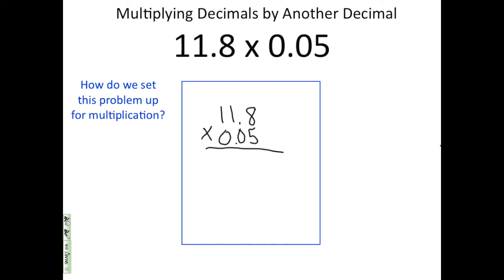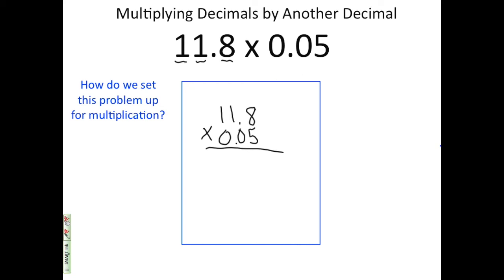Why did I choose to put 11 and 8 tenths up top? Well, it's because there are 3 non-zero digits. Remember I told you a really good trick is to look at both of these numbers as though the decimal point wasn't there? Well, if I look at this without a decimal point, that's 118. If I look at this one without a decimal point, that's just 5, right? Because without a decimal point, do those hold any value? No, they don't at all.